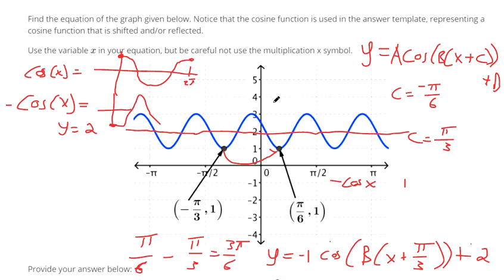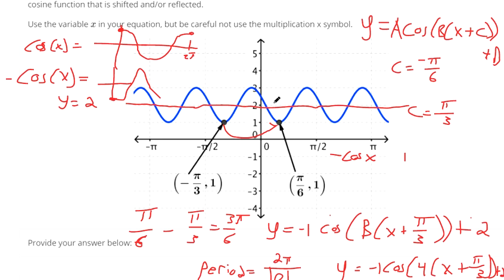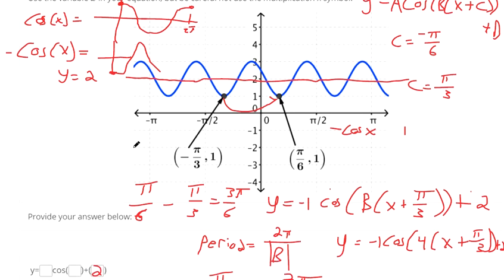So if you're having trouble understanding why things are working out the way that they are, please try plugging in some points and think about what happens. As you're building the graph, think to yourself, if I plug in negative pi over 3, does it give me 1 for y? Or if I plug in pi over 6, does that give me 1 for y?